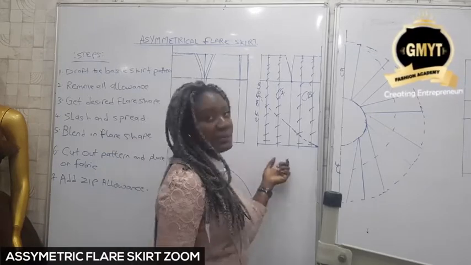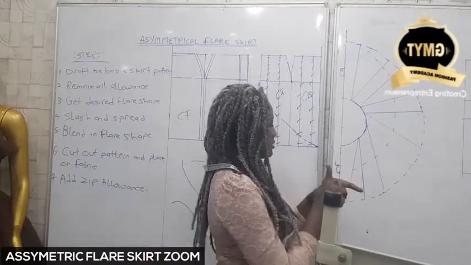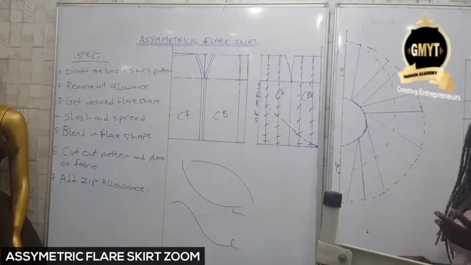So how do I spread it? I place it on paper. Can this side be seen? Okay. So I place it on paper. By the time I place it on either paper or fabric, your choice.